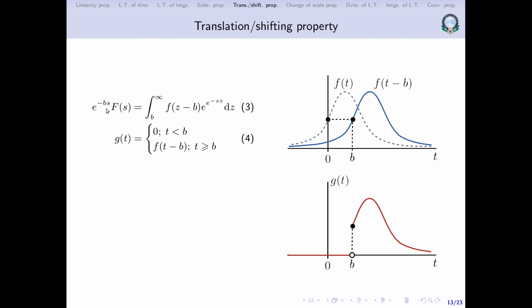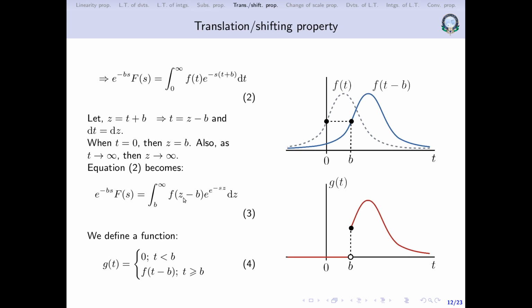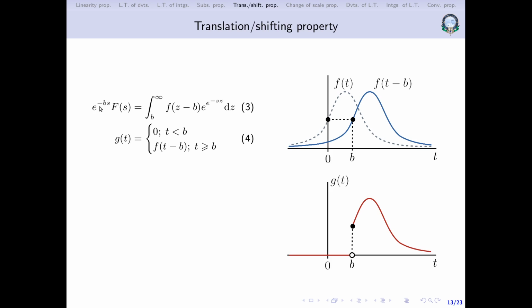So here we have equation number 3. I just write down these two equations. So equation number 3 says e to the power minus bs F of s is equal to the integration from b to infinity of f of z minus b, e to the power minus sz dz, and g of t we define it like this.